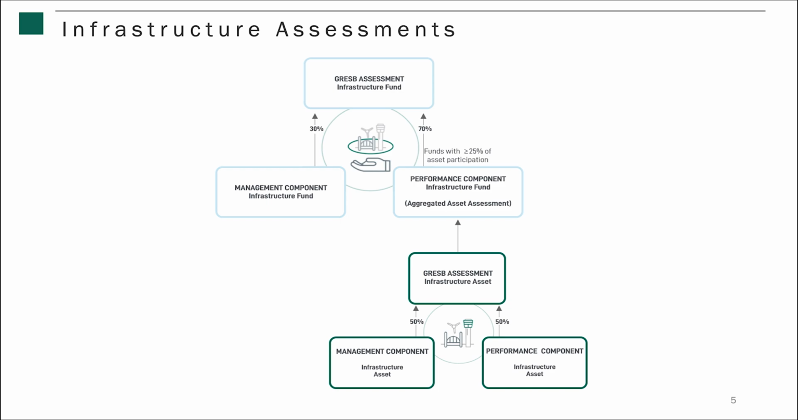If more than 25% of the fund's underlying assets complete the infrastructure asset assessment, the scores of these assets are averaged and the fund will obtain a performance score infrastructure fund. For the asset assessment score to contribute to the performance score of a participating fund, the fund must be linked to the asset. There is a simple process for this that is described in detail in the lesson Fund Assessment Performance Component.